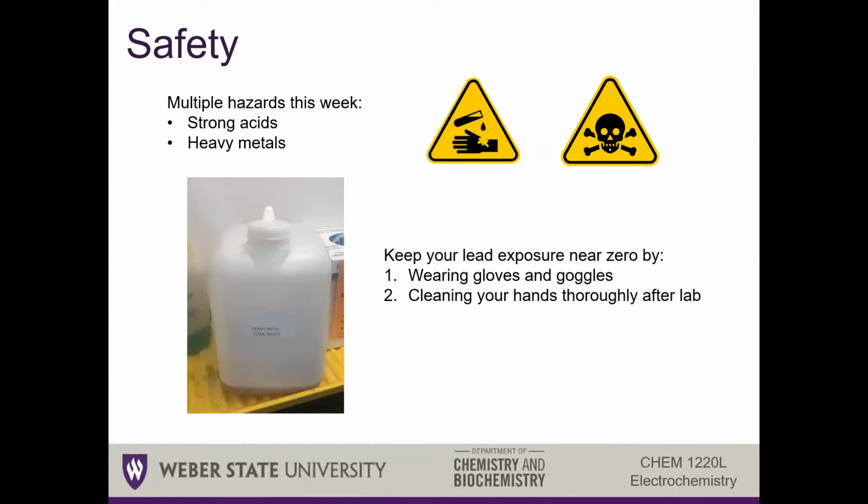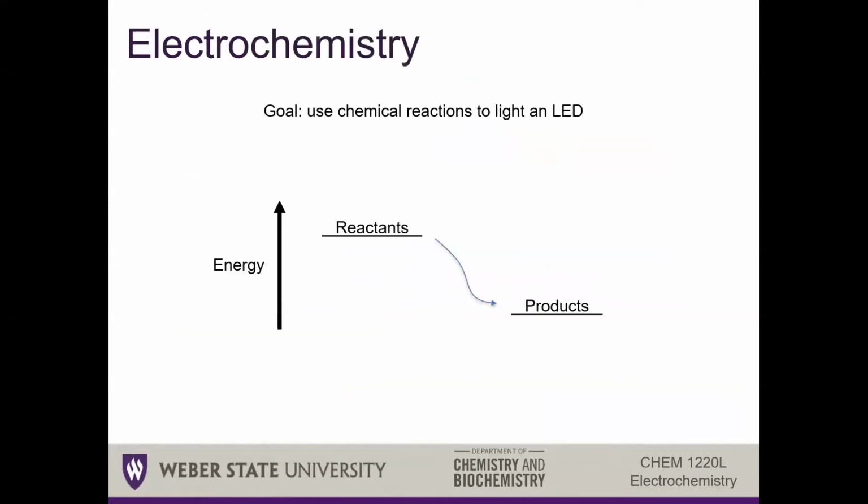All right, so on to the description of what you'll be doing this week. The goal of this week's lab is to use chemical reactions, to use chemistry to light an LED. Whenever we're doing a reaction, we're proceeding from reactants to products, and we're releasing energy in the process. During today's lab, we're going to try to capture that energy and use it to do something. More specifically, we're going to use it to get light to come out of an LED. The reactions that we'll be using in order to light this LED are electrochemical reactions that involve the transfer of electrons.